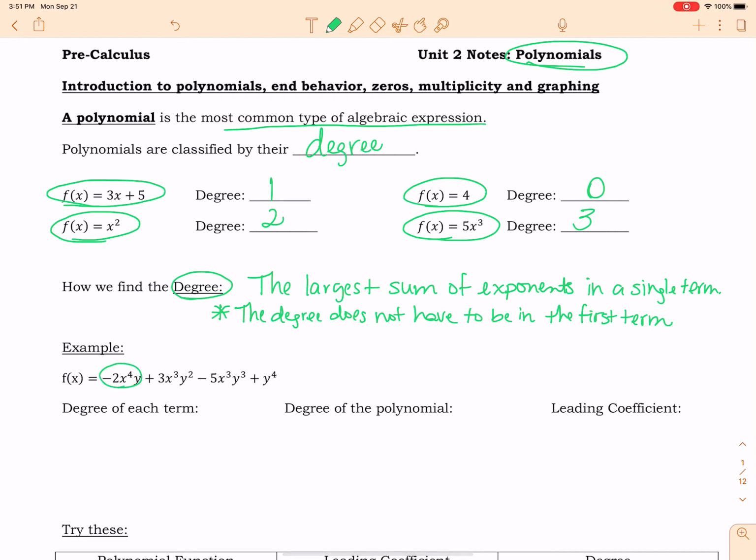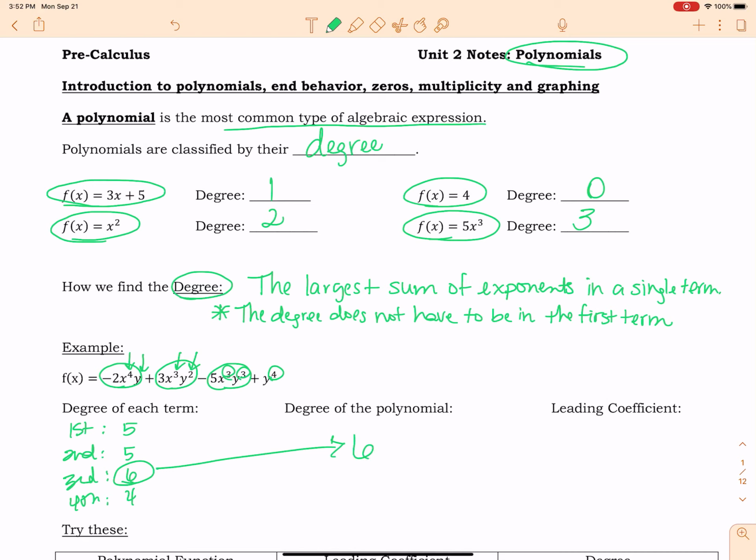All right, so as we look at this example right here, I want you to notice that in this first term, we've got an exponent of 4 and an exponent of 1. So the degree of that term is 5. And in the second term, there's a 3 and there's a 2. It's also 5. The third term, we got a 3 and a 3 here. That's a 6. And the fourth term, of course, has a degree of 4. So what's the degree of the whole polynomial? It's the biggest one. So it is 6.